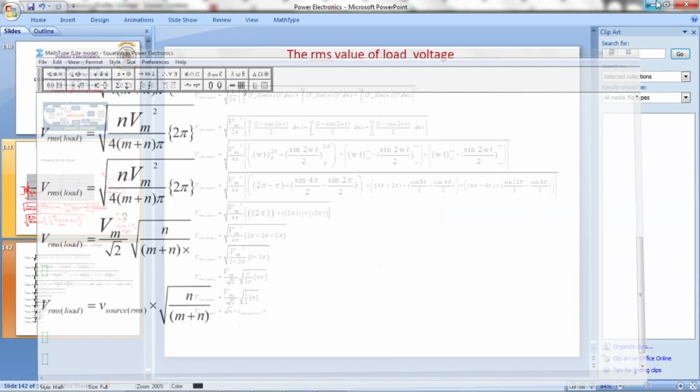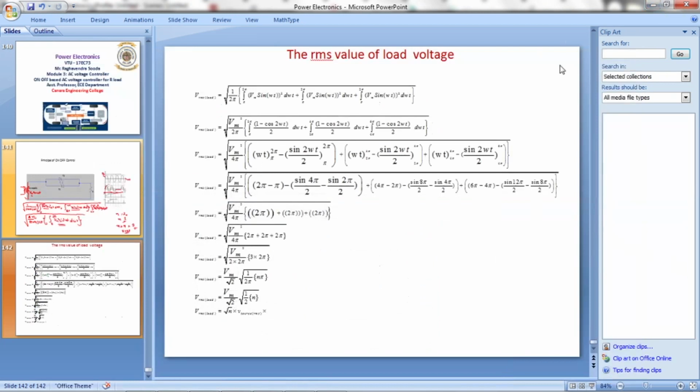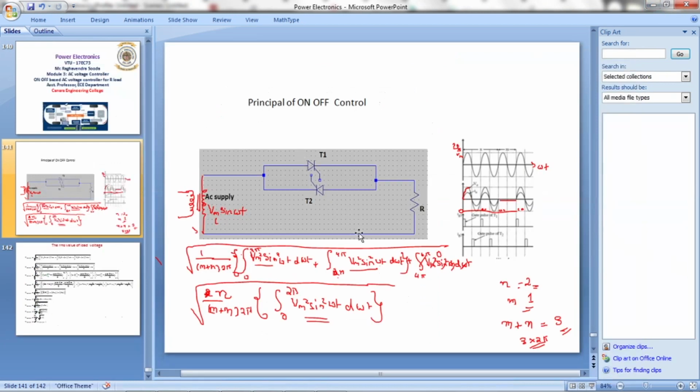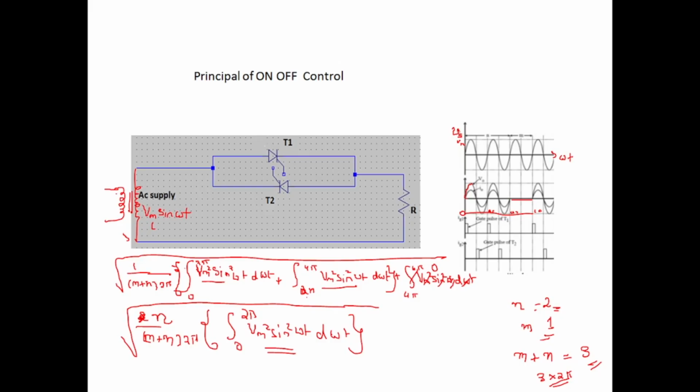So this is a very simple principle. So assume that 10 cycles we are having, 7 cycles I can pass to my load and 3 cycles I will block. Again in the next 10 cycles, the first 7 cycles I will pass to the load and the last 3 cycles I will block. So to pass to the load, in the positive half cycle I should fire this, in the negative half cycle I should fire that. To block, I should not apply gate pulses to this in positive, and I should not apply gate pulses to this in negative.